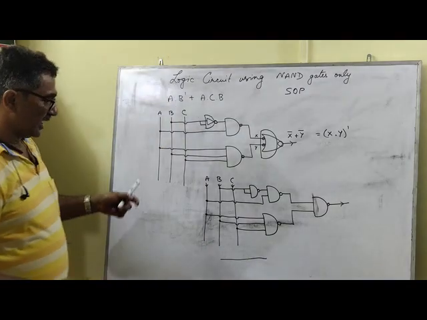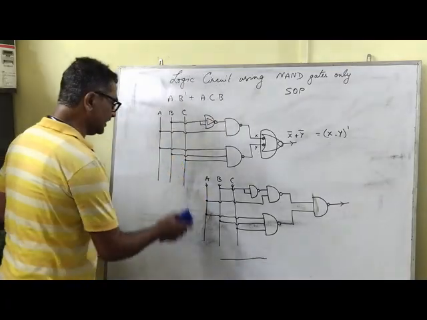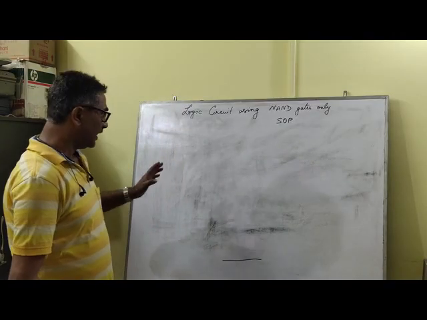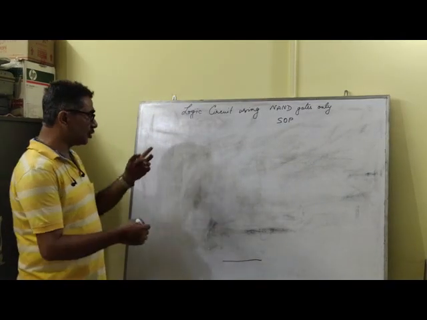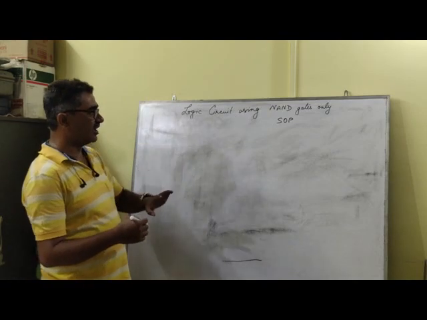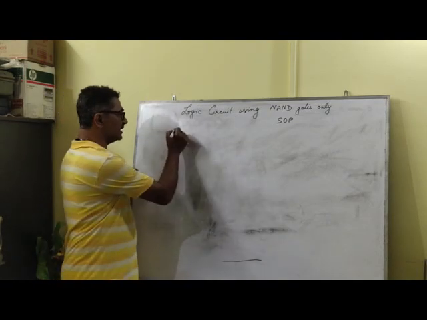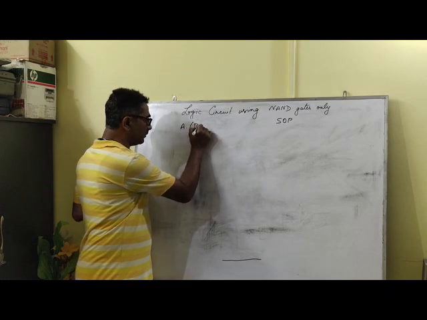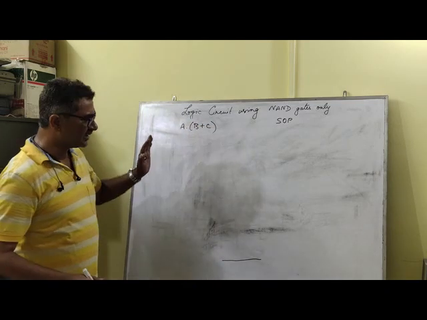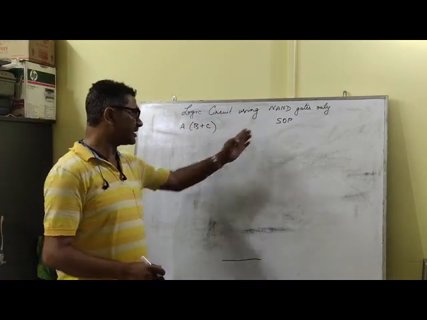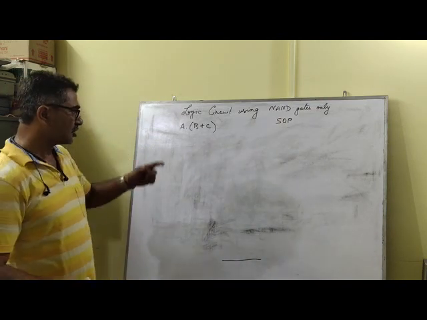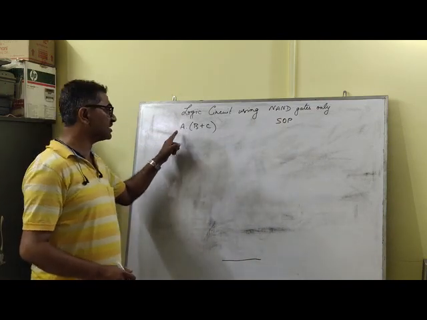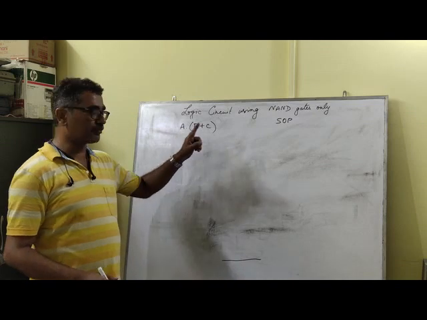Now, one more expression I'm going to take and we'll try drawing it. Now, I'm going to show you another expression which we are going to solve using only NAND gates. That is A dot (B plus C). Now, if you look at this expression carefully, it isn't a sum of product, which I was talking about. So, what we do first is simplify it to make it a sum of product.